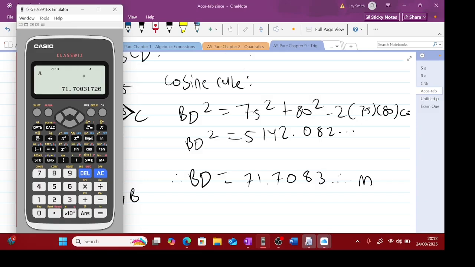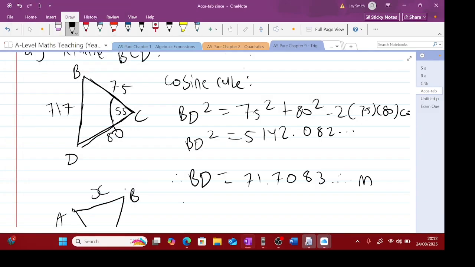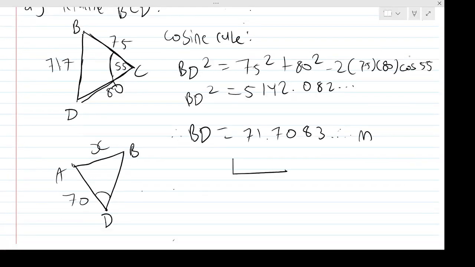So now I should remember I stored that as A in my calculator. If I need to access this number again, I don't need to type it all out. The calculator has stored it for me. Okay, so this store feature will come in very handy with multi-step problems like this, with multiple calculations to it. But okay, so we've got this length AD for now.